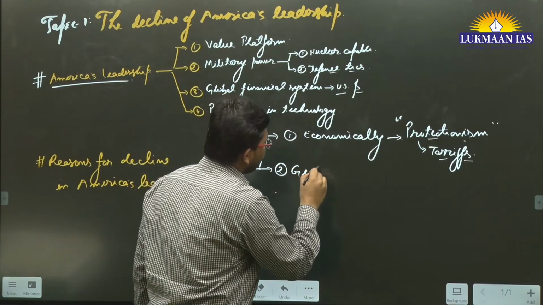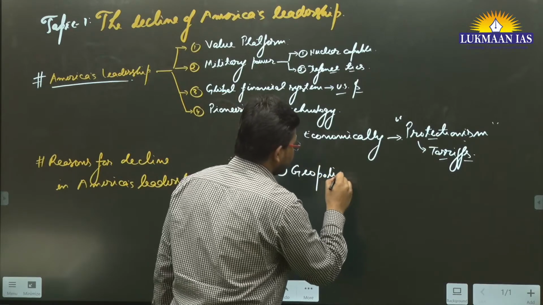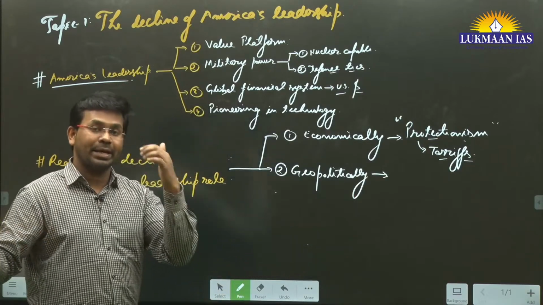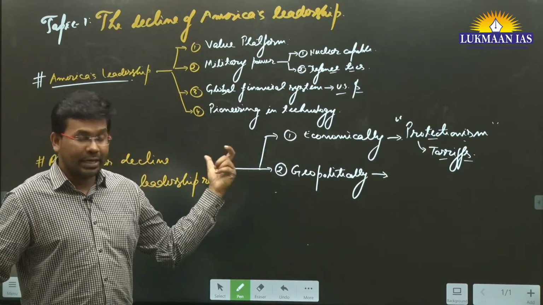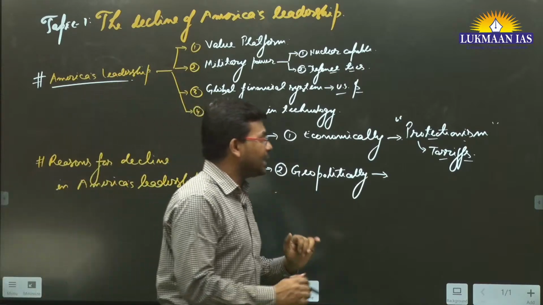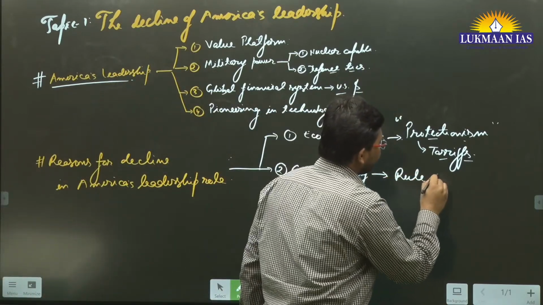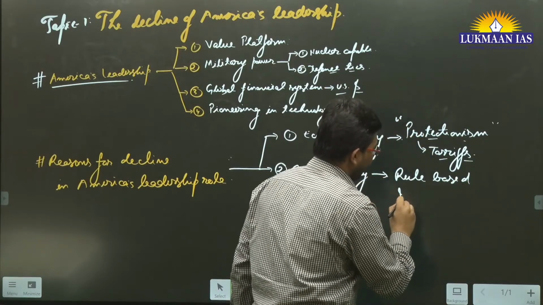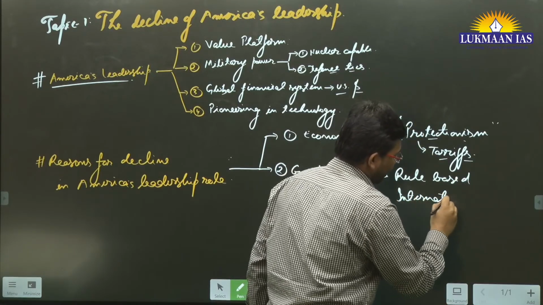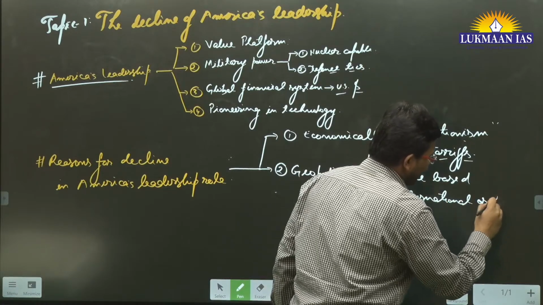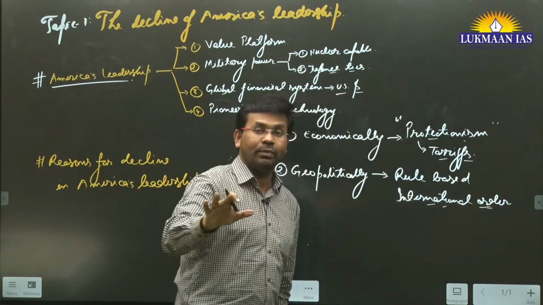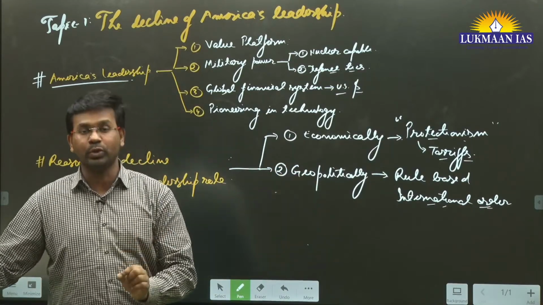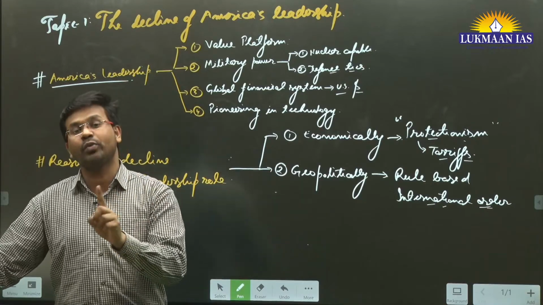When we talk about it geopolitically, earlier the United States of America had a very strong position. The United States of America was the pioneer in rule-based international order. What? Rule-based international order. America has always said that we follow a rules-based international order, and America was the country that set the rules of international order post World War II.